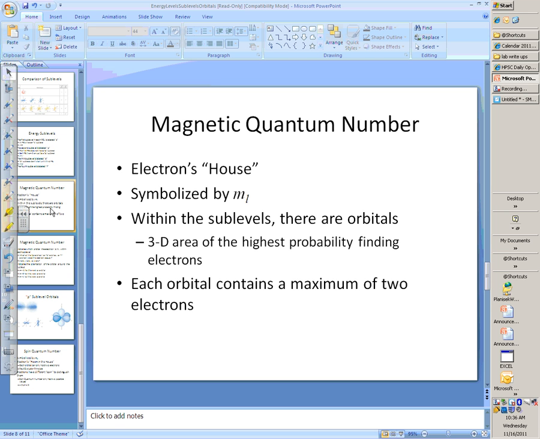That's actually an M sub L, but a lot of times we'll just use M. So for today we'll just use M. The magnetic quantum number is symbolized by an M. Some books write it as a lowercase L; it just depends on what book you read. Let's just use M.